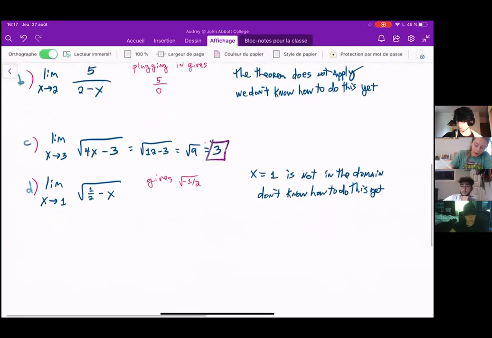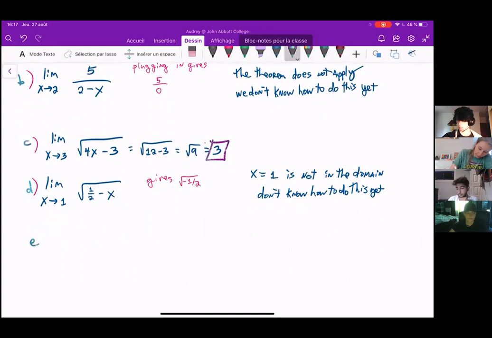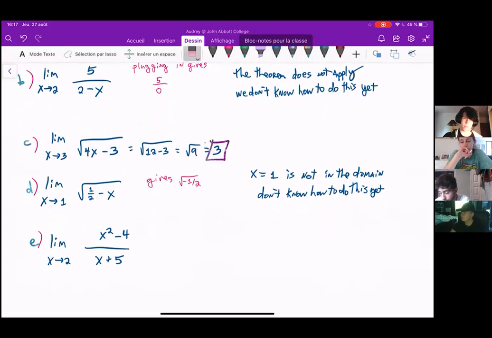Okay, what if I were to give you this? What happens when you plug in? You're getting 0 over 7, and when you plug 0 over 7 into your calculator, what do you get? 0. You don't get an error. So the 0 on top, does that make sense? Is that okay? Yeah. That's my answer.